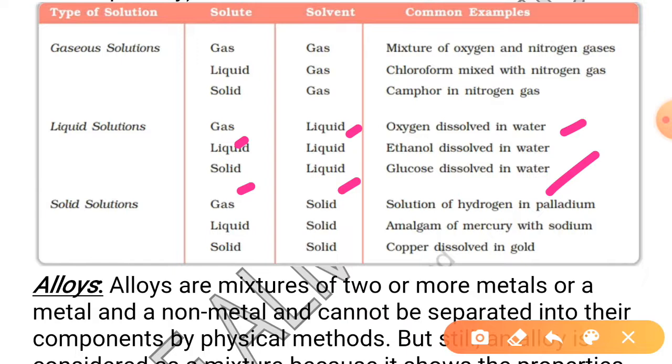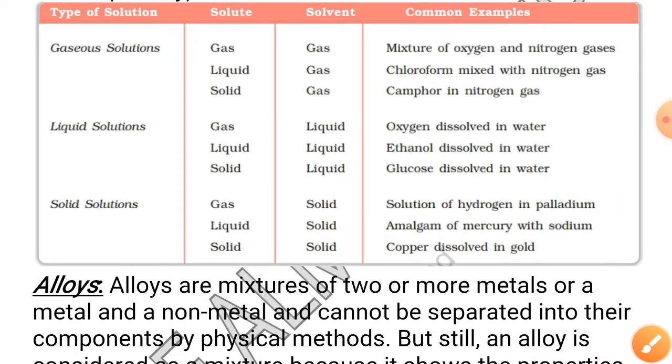Now, solid solutions. Solid solutions have a solid solvent, and the solute can be gas, liquid or solid. Gas in solid, example solution of hydrogen in palladium. Liquid in solid, amalgam of mercury with sodium. Solid in solid, examples are many alloys like copper dissolved in gold, similarly bronze and many more.